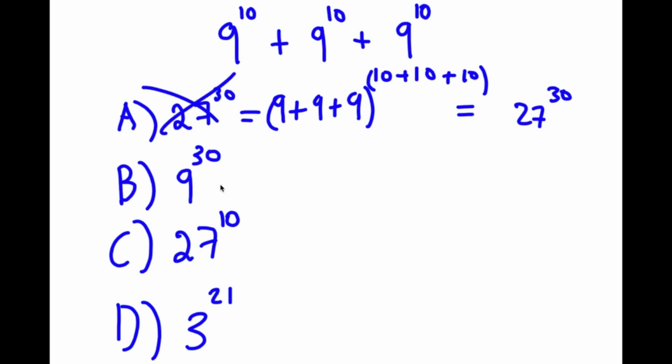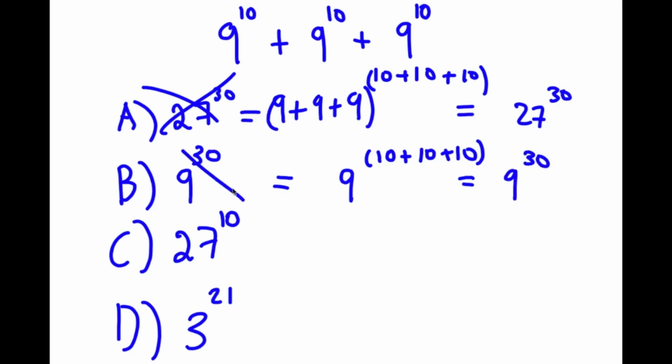That's not the right way to add exponents. Now for B, we have 9 to the power of 30. And to get this, what's likely been done is keeping the base the same as it is. So all the bases are 9, so we keep that the same. And then we add all the exponents. So we do 9 to the power of 10 plus 10 plus 10. And 10 plus 10 plus 10, that's 30, and 9 stays the same. So I have 9 to the power of 30. And this is actually wrong as well. That's also not the right way to add exponents.